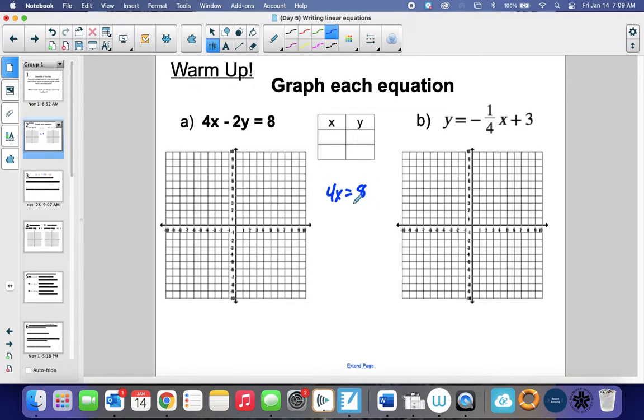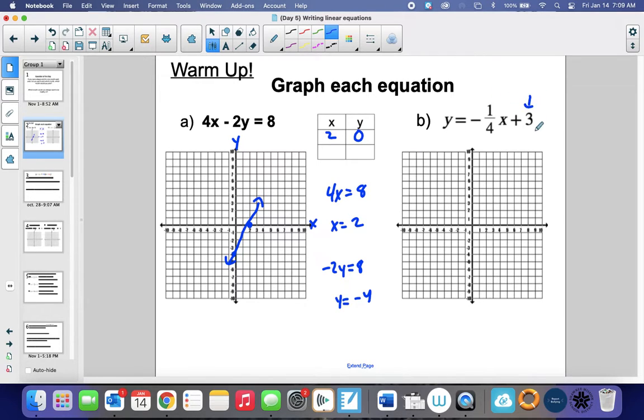So we've solved these a bunch. If you're solving for x, you divide by 4, so x equals 2. So your x-intercept is (2, 0). So you go out to 2 on the x-axis and put a point, and then you do negative 2y equals 8. Solve for y, divide by negative 2. So y equals negative 4. You go to negative 4, put a point, and connect your points.